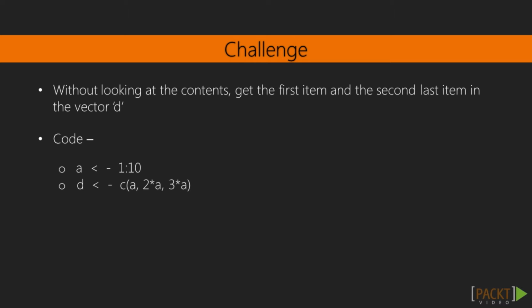Now, let's do a quick challenge based on what we just learned. Create the vectors A and D using this code. Let's assume D is a very long vector that we do not know how many items are in it. Without looking at the contents, get the first item and the second last item in vector D. I will wait for a few seconds so you can pause and solve it on your own. After that, I will show you the answers. Good luck!